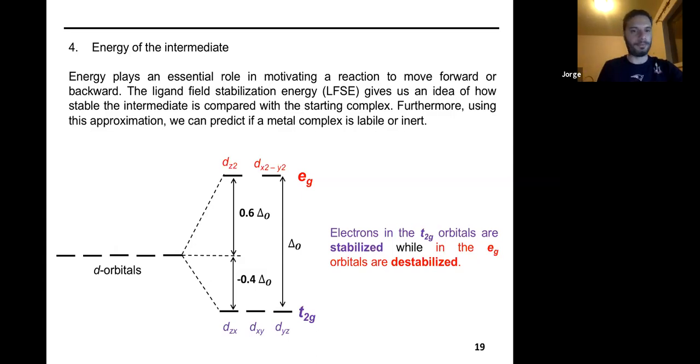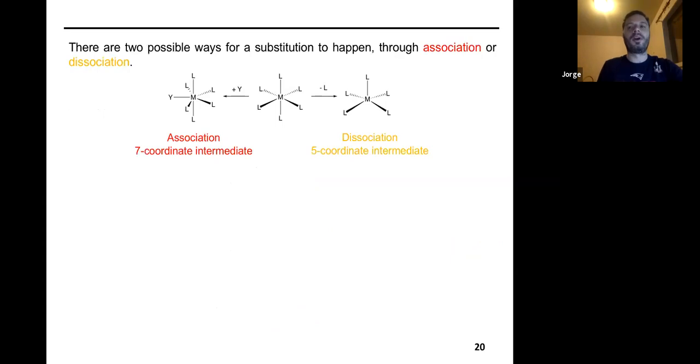Okay, moving on. There are two possible ways for a substitution to happen: association or dissociation. Let's take a look at each of the possibilities and try to make sense of the energetics of the system. Here in the middle, we have the starting complex, an octahedral complex with coordination number equal to 6.